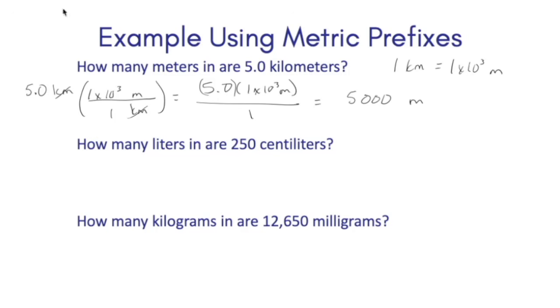If you want to write that in scientific notation, it would be 5 times 10 to the third meters. Pause the video and tackle this second one, going from centiliters to liters. And if you need to rewind a bit to see that chart on the last page, go right ahead.